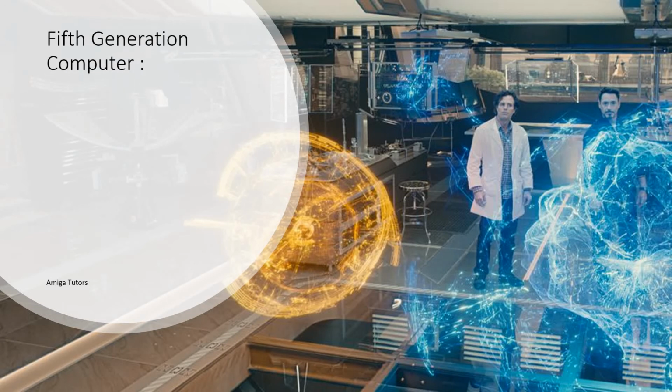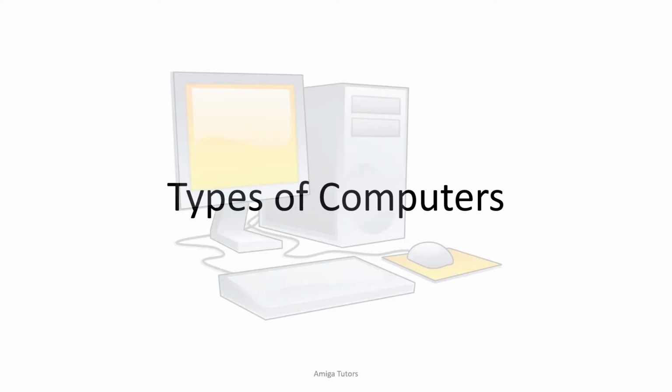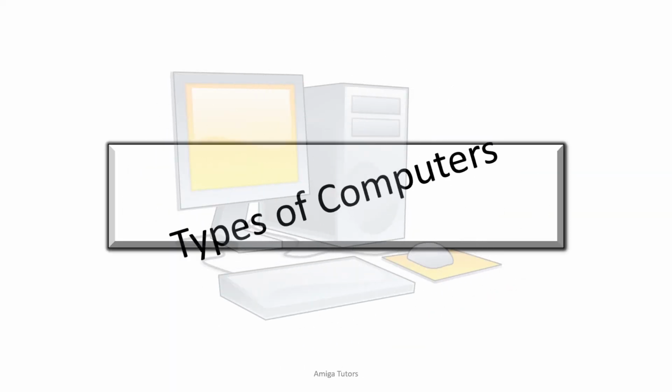So here it comes, our future generation of computers, called the fifth generation. Its time period is from the present to beyond. It uses large scale integrated chips and AI, that is artificial intelligence, and it can think like a human. It can recognize voice, make decisions by itself, resolve problems by itself, and so on. This kind of computer is coming in the future. So now we know the generations of computers.